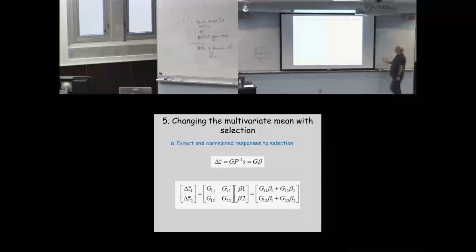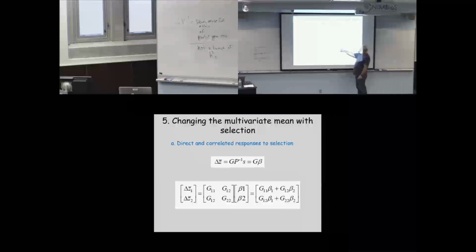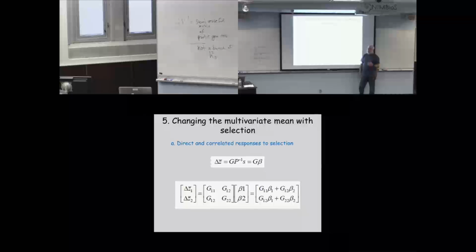So what can happen is this can be positive. The variance is always positive. This could be positive, but that could be negative. And so it's possible for this term to be larger than that term, right? And so you can get very counterintuitive responses to selection from the patterns of, especially from negative genetic correlations.